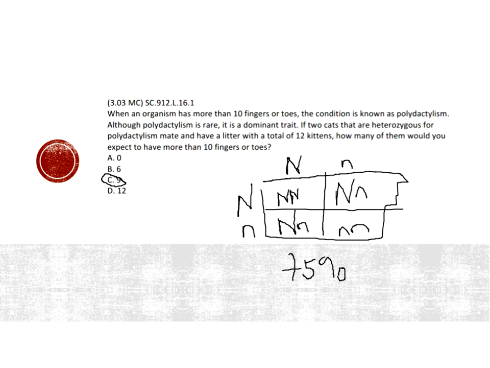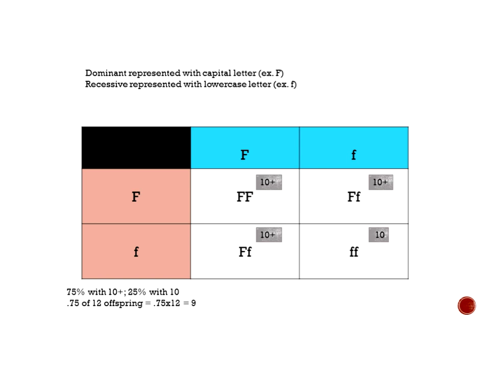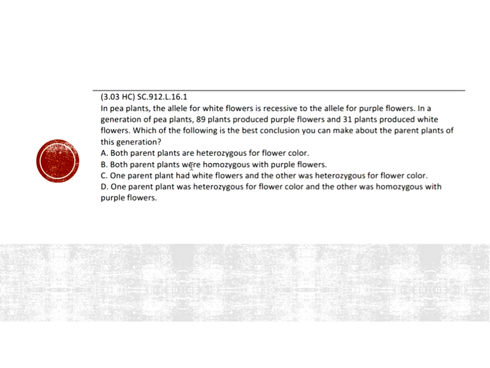Okay, and then I just did that again on this next slide to kind of show you how that works. And in this case, I used F for fingers, I guess. All right, so 75% with over 10 fingers or toes, 25% with normal, so 75% of 12 is 9. Any questions on these so far? Okay, good. Looks like we're doing pretty good. All right, let's move on.